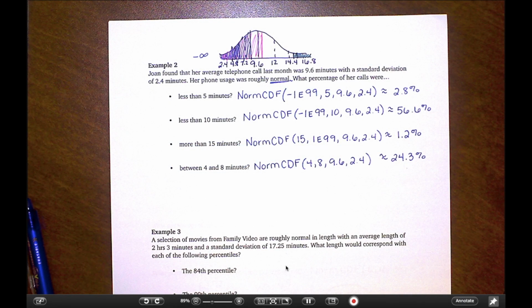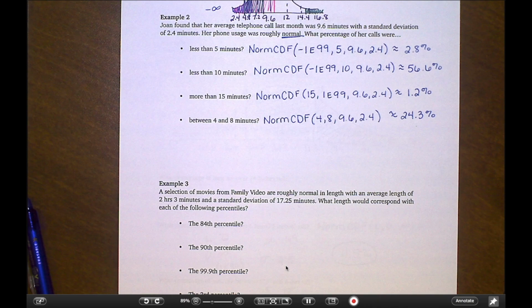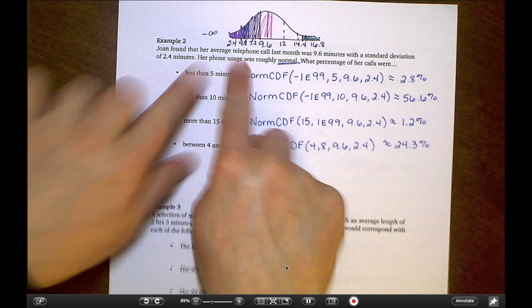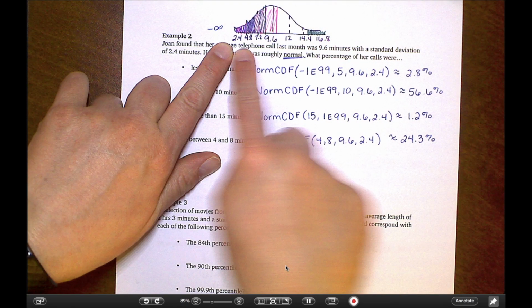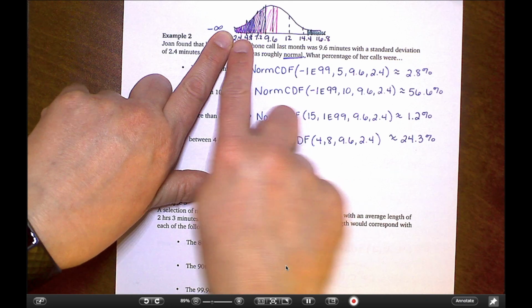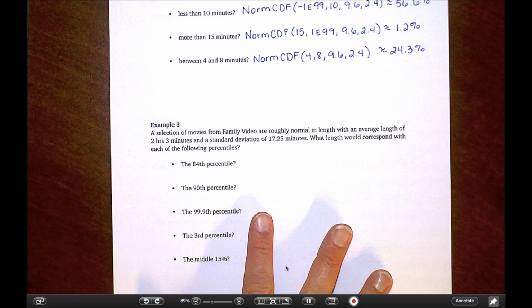Okay, so one more thing we need to talk about in terms of using the functions on our calculator. This is when I give you the data points that fall down below and you're looking for the percentages. What if I give you a percentage and ask you where that data point falls? That's what this next question is focusing on.